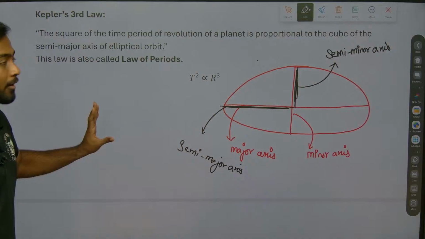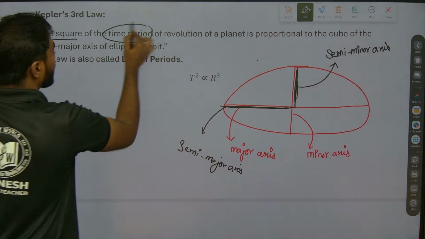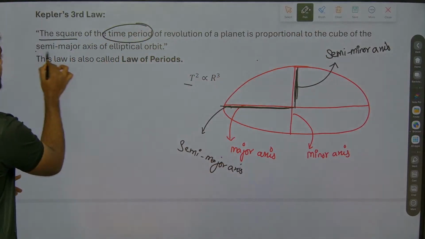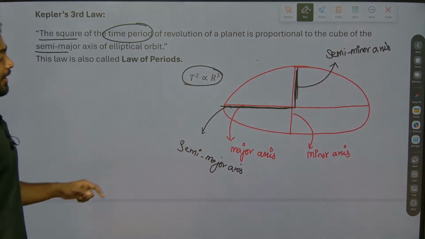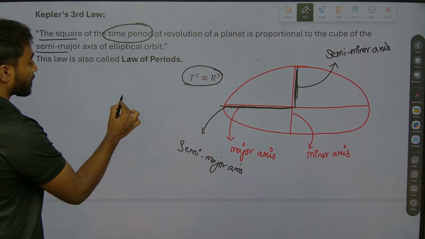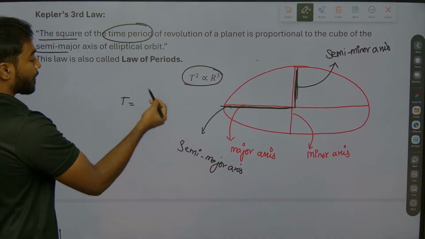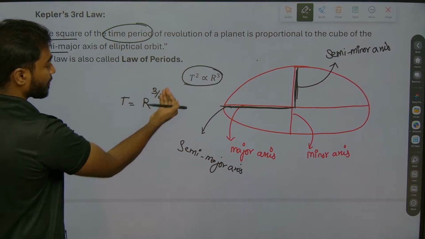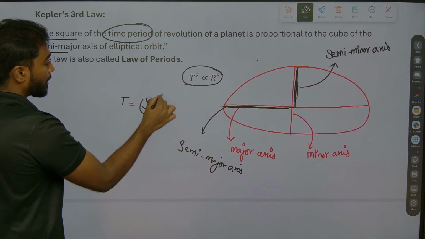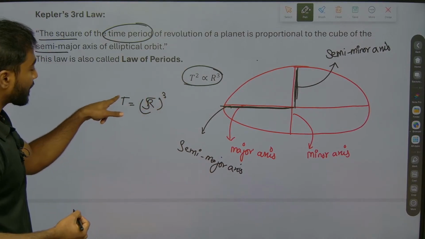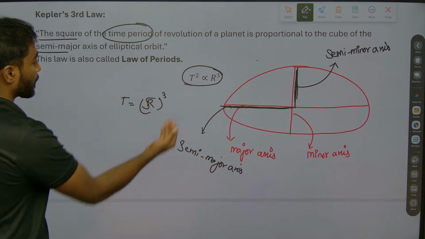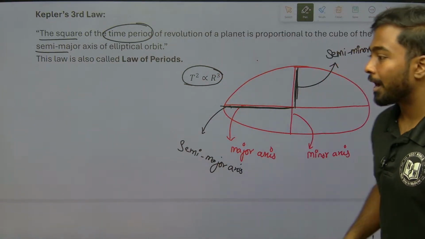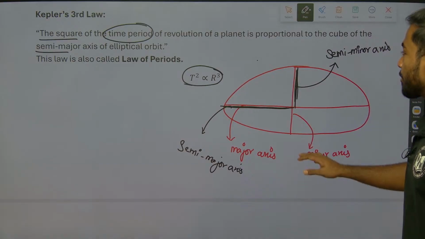Now you are clear about what the major axis and minor axis are, so we can use that here. The square of the time period T squared of the revolution of a planet is proportional to the cube of the semi-major axis. So T squared is directly proportional to r cubed, or else T equals r to the power 3 by 2, that is, the square root of r cubed, when I take the square to the other side. So T squared is directly proportional to r cubed. This is about the third law.